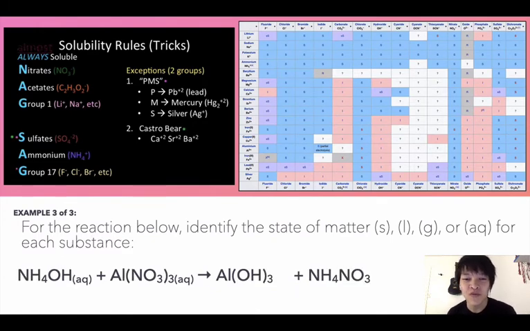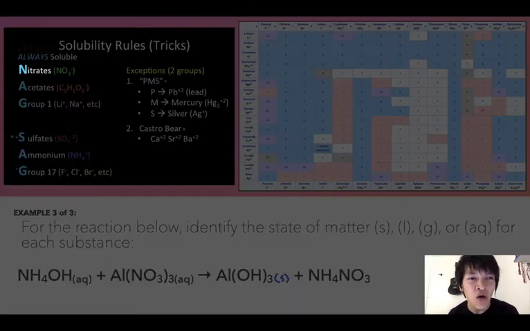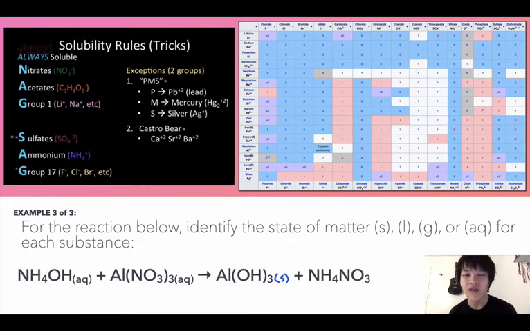Here's our last example. We have two more products. The first product is aluminum hydroxide. Now, if you try to find hydroxide, you won't find it on the always soluble part. So it's most likely that this aluminum hydroxide is going to be insoluble, meaning it's going to fall out as a solid precipitate in this reaction, in this solution. The second product is going to be ammonium nitrate. Now you're going to notice that nitrate is part of the always soluble column with no exceptions. So this automatically makes it soluble, and ammonium nitrate is going to be aqueous.